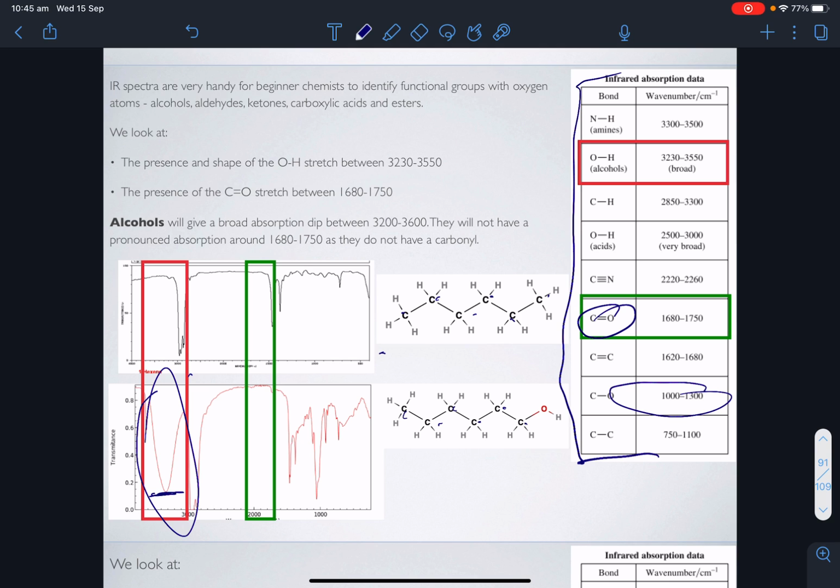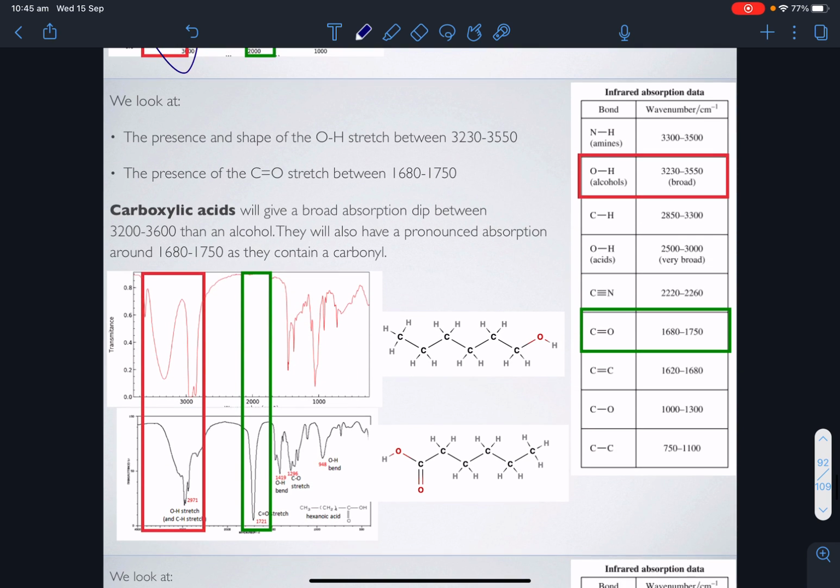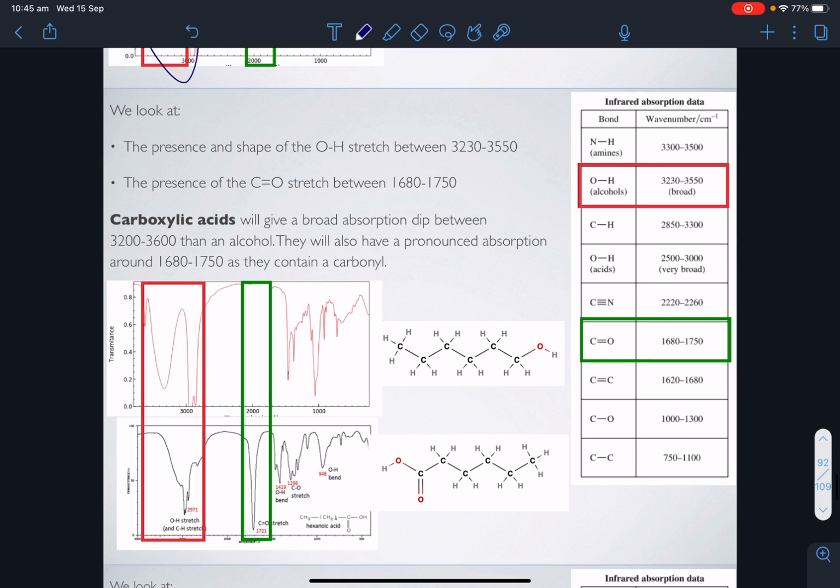So when we look at these two areas, an alcohol just has that nice broad peak, okay? Let's contrast it with a carboxylic acid. Here's my hexan-1-ol. You've got that nice broad peak. Here's hexanoic acid, okay? There's a few more little bits in here. Don't worry about that area.